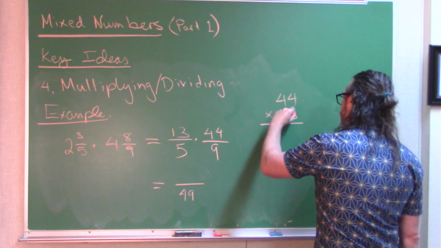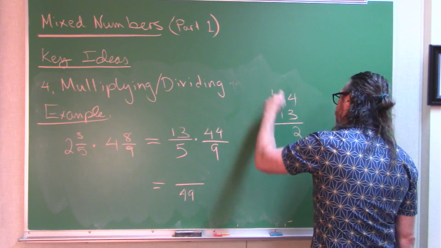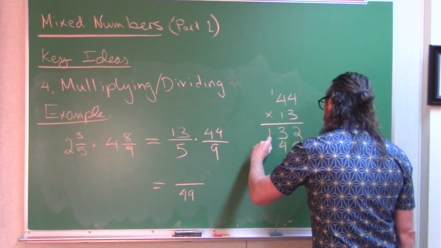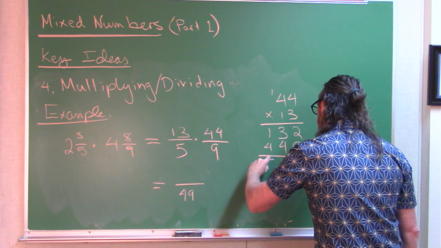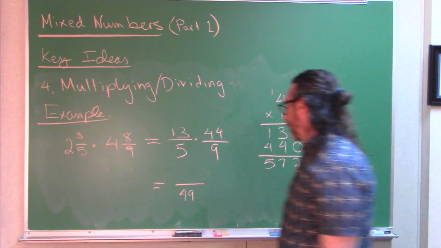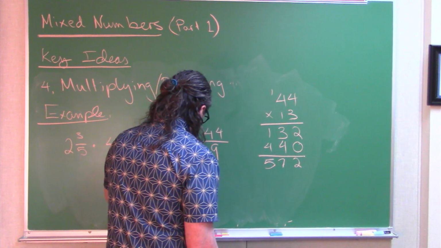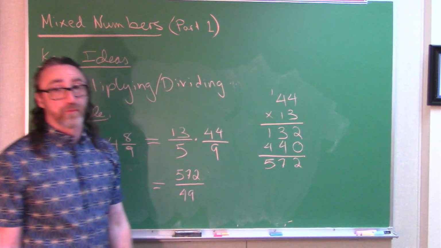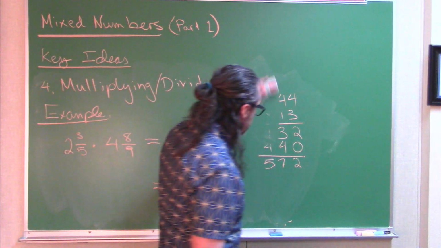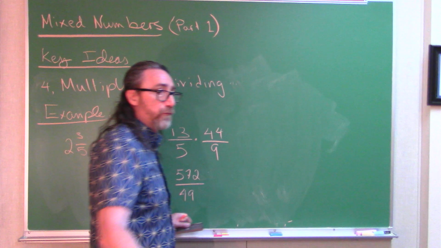I'll do a quick calculation here. 3 times 4 is 12, carry the 1. 3 times 4 is another 12, 13. 2 is 0, 4, 4, 572. So we get 572 over 49. Now, if we really want the mixed number answer, we can take this fraction and convert it back.